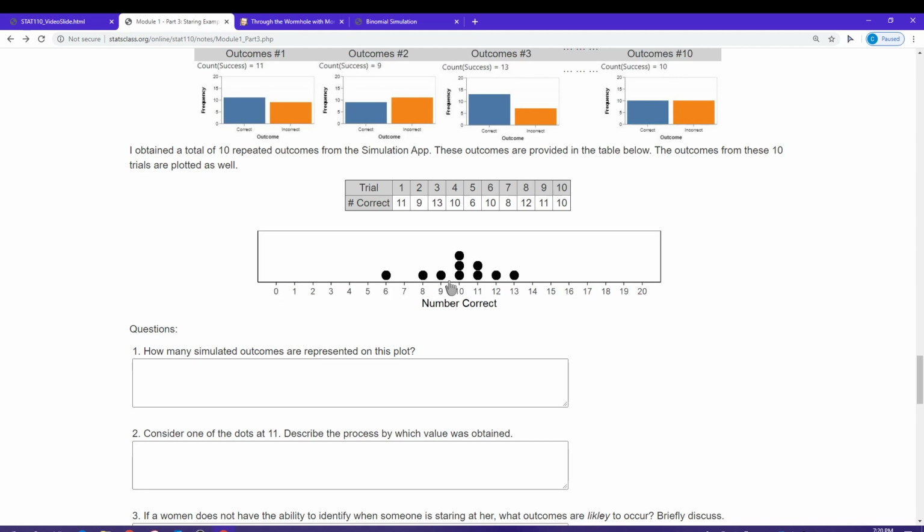I went ahead and put those on the number line here. This is going to be a number line for the number correct. The number line is going to go from 0 all the way up to 20. And we can see that the dots are going to start building up around the value of 10 here. What we are trying to do with this simulation is figure out how likely or unlikely it is that I would see a value of 14.